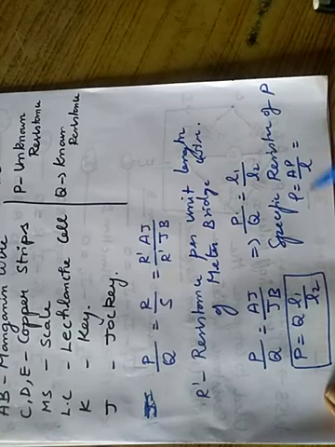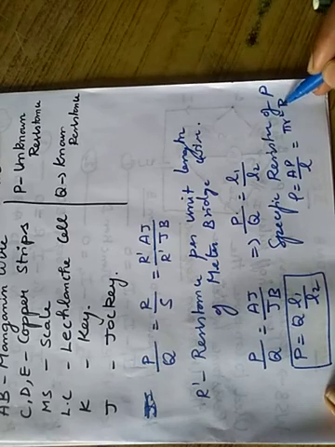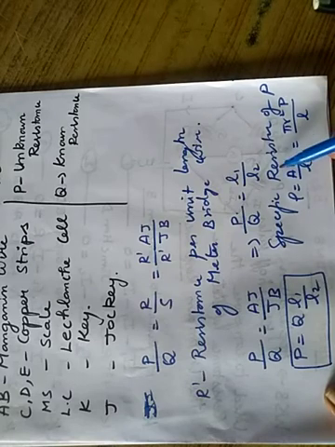What is the area of that wire? Pi R square. Then the resistance of that wire is P, and the length of the wire is L. Thus we can get the resistivity of the material of the wire P.